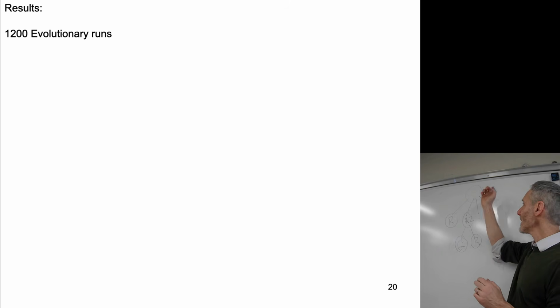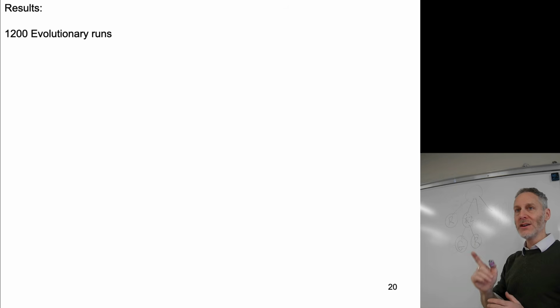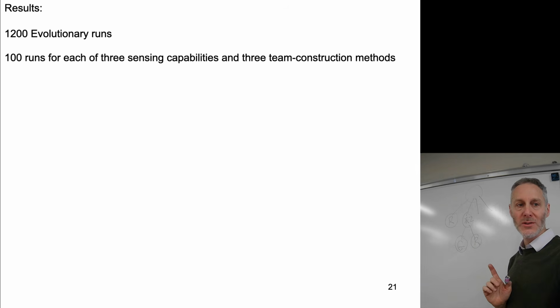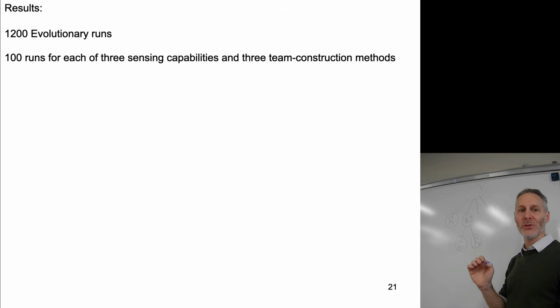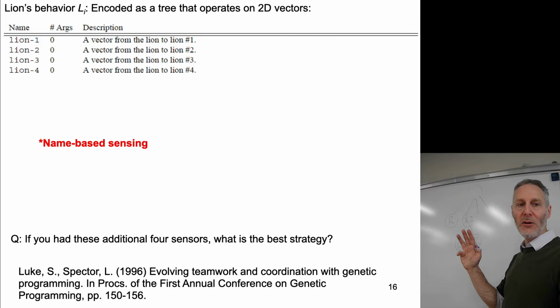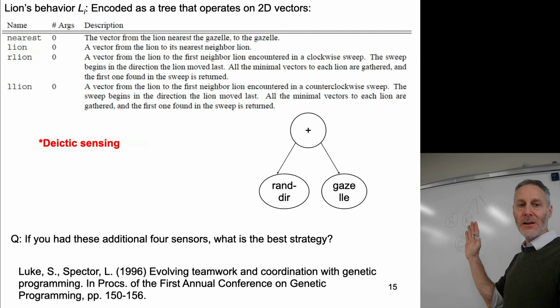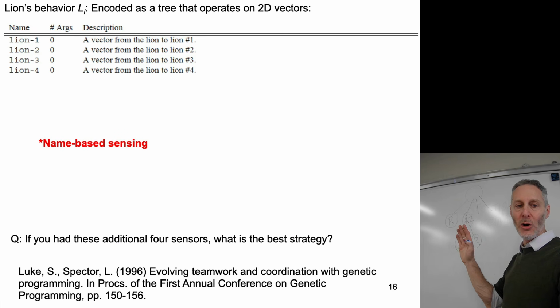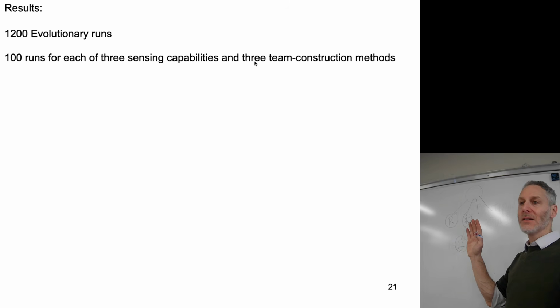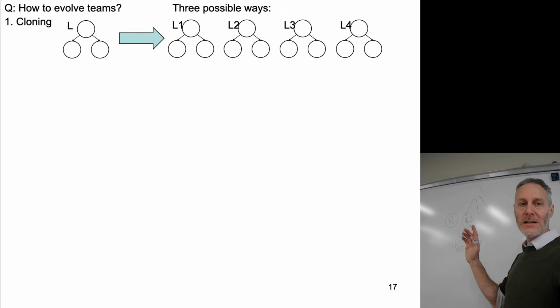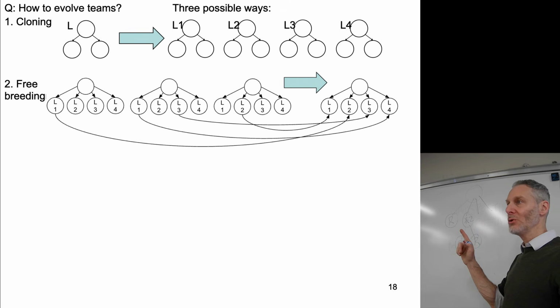So they conducted genetic programming 1,200 times. Okay, so a lot of compute. First, they did 100 independent evolutionary runs of each of the 3 ways of sensing. So they evolved prides that sensed like this, like this, and like this, and combinations with the 3 team construction methods: method 1, method 2, and method 3.